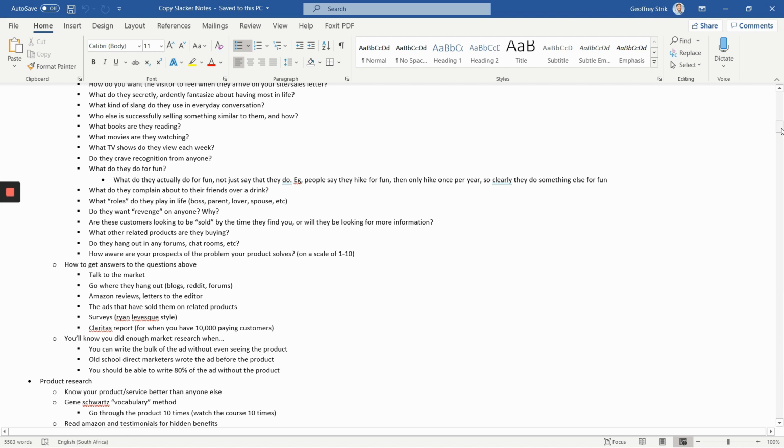You'll know you've done enough market research when you can write the bulk of an ad without even seeing the product. So basically knowing what a market's pain is, knowing the solutions that they're looking for, and then without even having the actual product, being able to write something that you believe would convince them to buy that imaginary product.